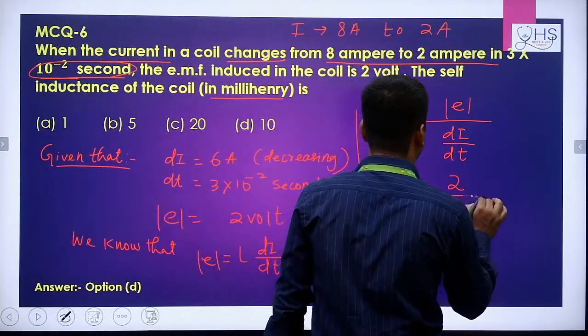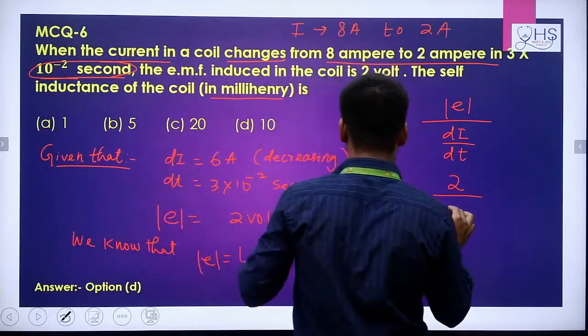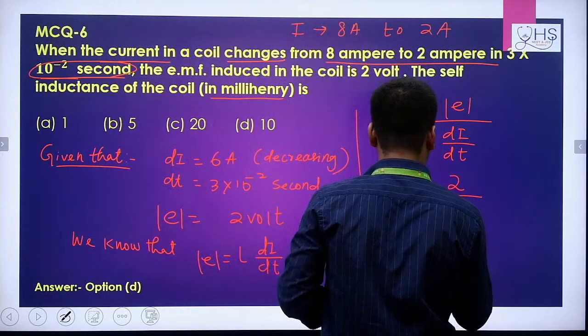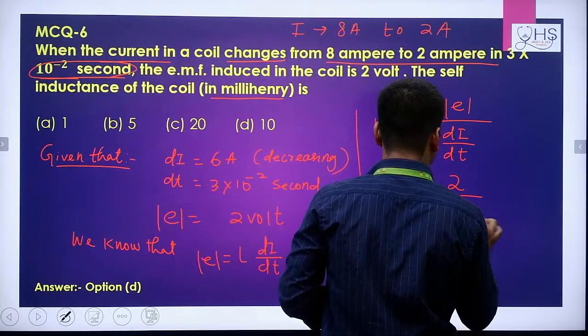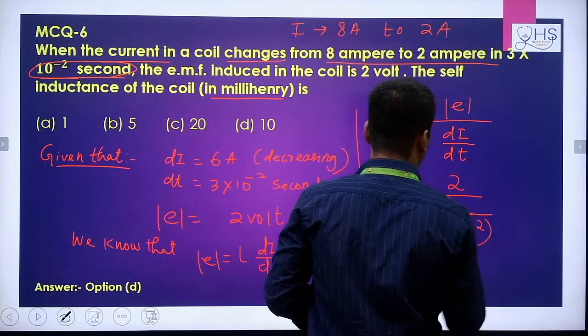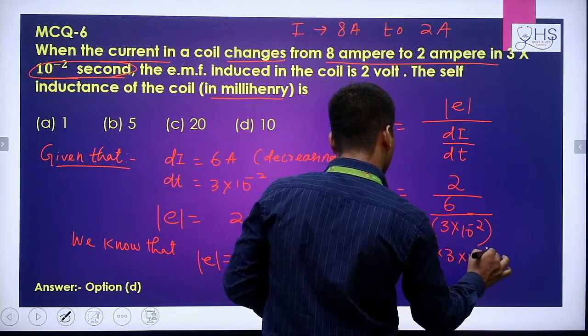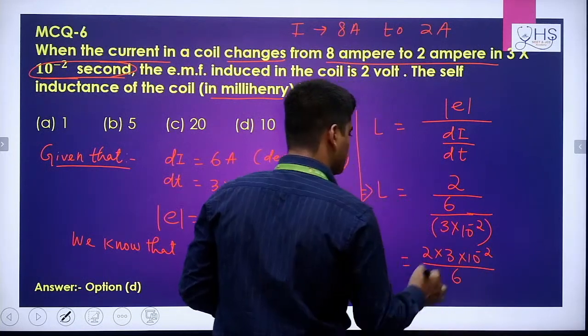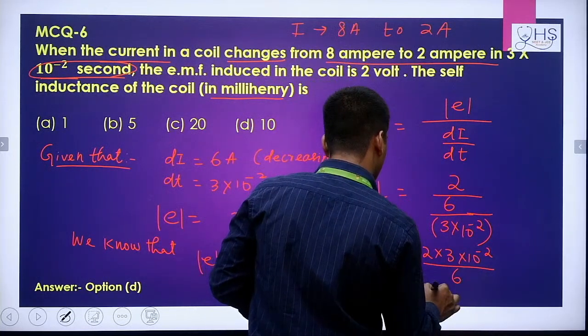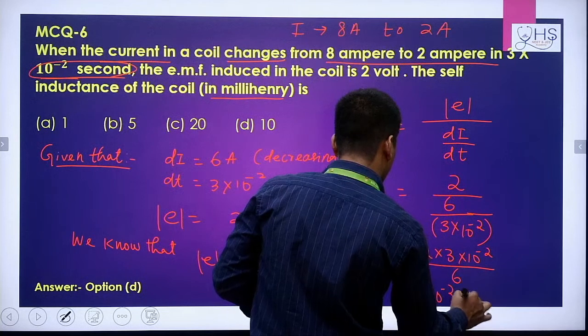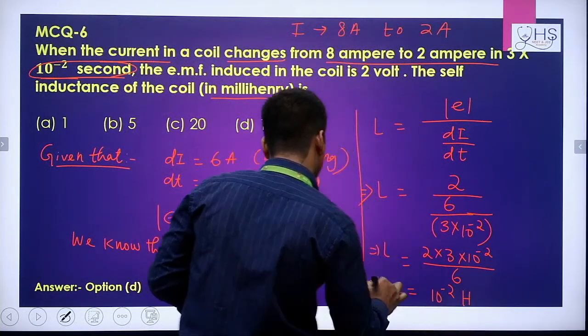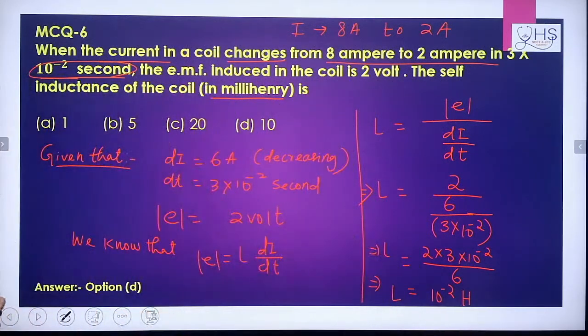So put 2 here, divided by di, which is 6 ampere, divided by 3 into 10 to the power minus 2 second. Now this will go up: 2 into 3 into 10 to the power minus 2 divided by 6. Now 6 will get cancelled. It will be 10 to the power minus 2 Henry. I am calculating in SI unit.